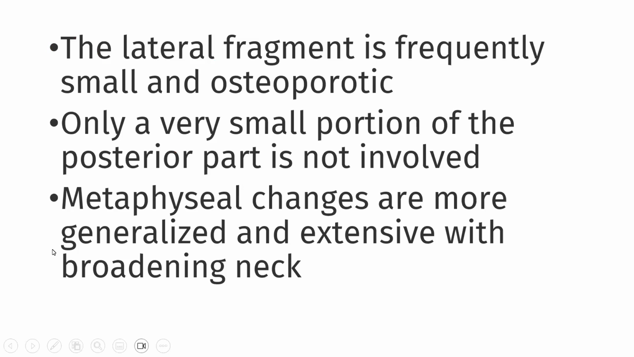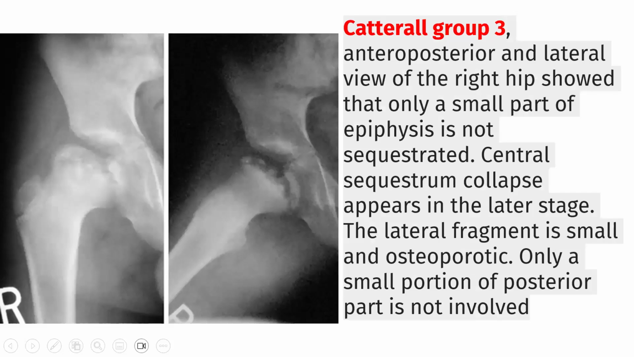And this is the category 3. You see that there is an antero-posterior and lateral view of the right hip. It shows that only a small part of the epiphysis is not sequestrated. You have a central sequestrum, collapse. It appears in the later stages. The lateral segment is small and osteoporotic. Only a small portion of the posterior part is not involved.